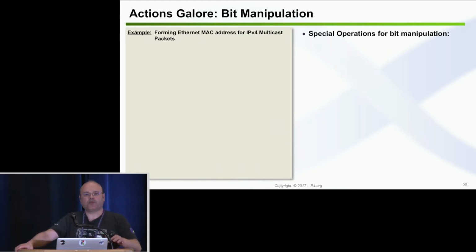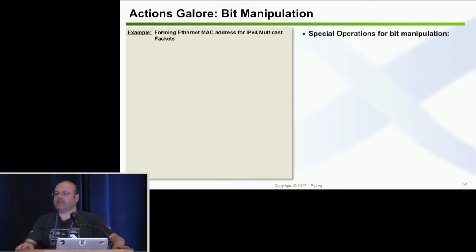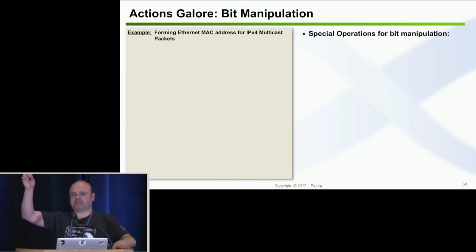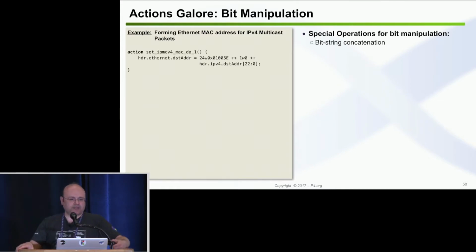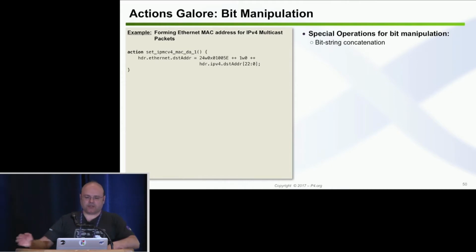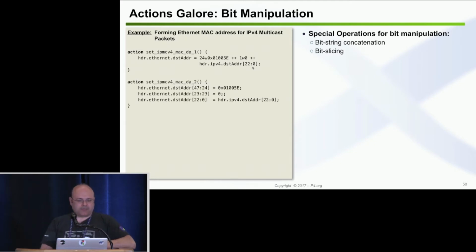When you form the MAC address for the IPv4 multicast packets, it's 01005E and then the 23 bits of the original multicast address. So here I'm doing it using the so-called bit concatenation operation, that's plus pluses. So basically I take 01005E, it's 24 bits, one extra bit is also required by the spec, and then the 23 bits of the IPv4 destination address.